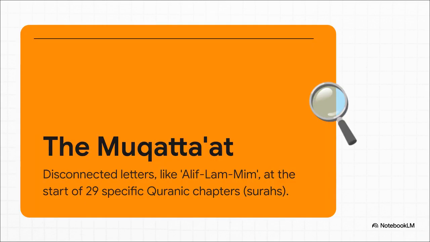Now, they have a name for these. In Arabic, they're called the Muqatta'at, which literally means the disconnected letters. You pronounce them when you read, but here's the thing. For more than 1,000 years, their actual meaning has been one of the biggest puzzles in all of Islamic scholarship.